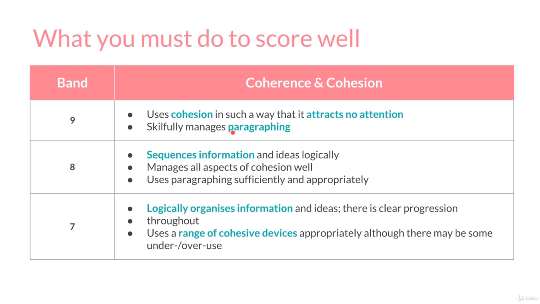Next, you need to know how to do paragraphing. We'll talk a little bit more about this later down the road. Then you also need to know how to sequence your information and your ideas logically. This means that you have to clearly arrange your ideas and your thoughts in a logical manner and in a manner that the reader can understand. Finally, make sure that you use a wide range of cohesive devices. This means that you should not be overusing or underusing certain words or phrases. Make sure that you use a wide range and be sure to not repeat the same word too many times.